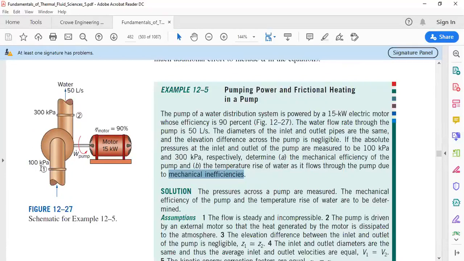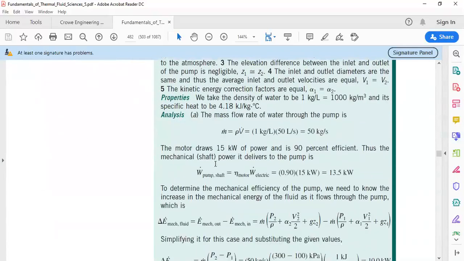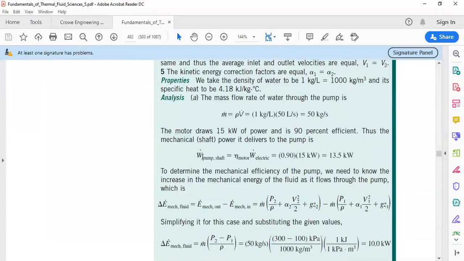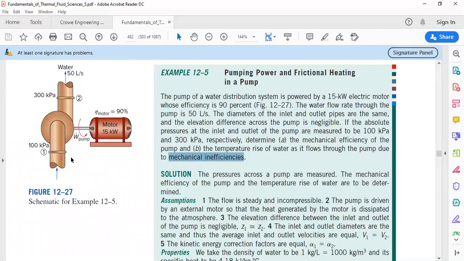Which represents, as we discussed back in chapter 3, the mechanical power increase of the fluid across the pump. So here, from the efficiency of the motor and the electrical input power, we may find the shaft output power from the motor, which will also be equal to the shaft input power to the pump. This is the first step. So the shaft pump power equals the efficiency of the motor times the electrical power of the motor. So that becomes 13.5 kilowatts. So now we know the pump shaft power.